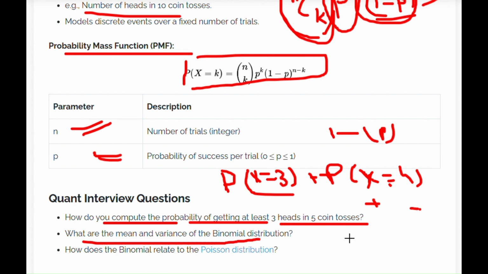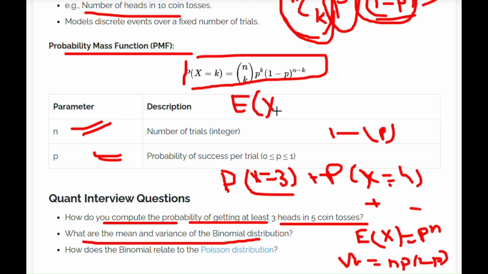What are the mean and variance of the binomial distribution? The mean is given by n times p, and the variance is given by n times p times 1 minus p. The derivation is also pretty straightforward. You just have to use two expressions. So first, for expected value, you have to use x times p of x summed over all x to get the mean expected value. And for variance, you have to use, let me just clean up the screen a bit.